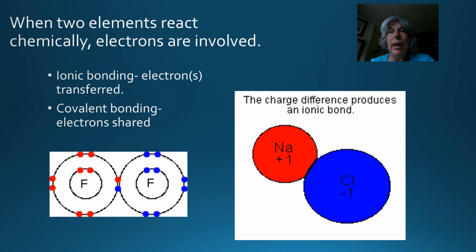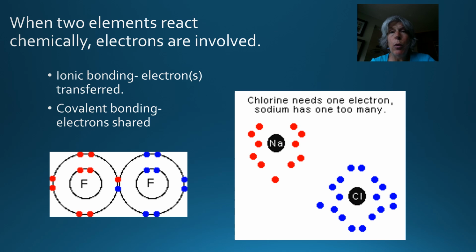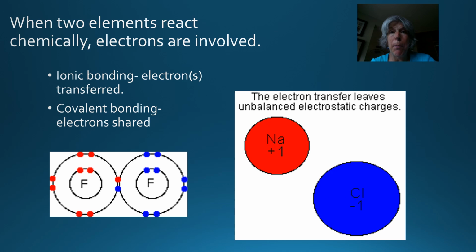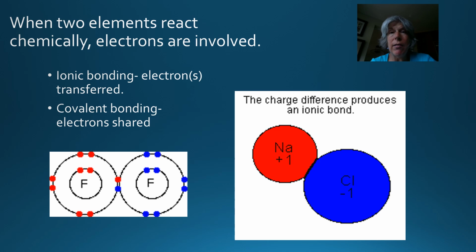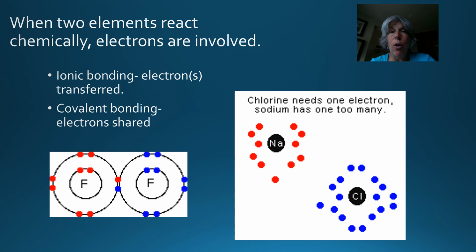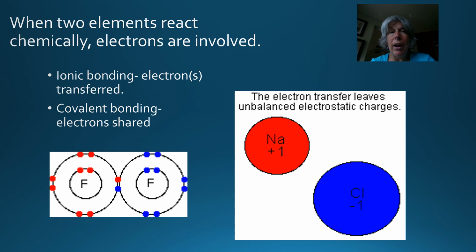One is an ionic reaction, and when you take 2 elements and they react together, they can form an ionic bond. Another way is for them to share electrons, and that would be considered to be a covalent bond. We'll be looking at both of those, but for today, we'll only talk a little bit about ionic bonding.